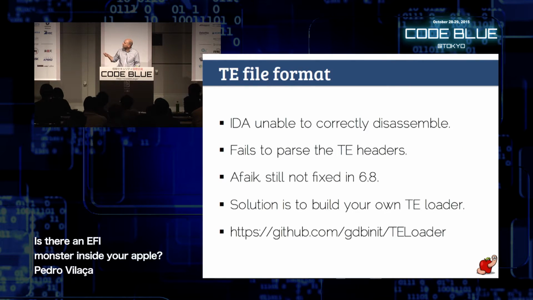Very important detail, IDA is still unable to disassemble this format. So if you load these files into IDA, you'll get very confused. The disassembly is incorrect. I had this problem and I couldn't understand, and then I finally started reversing the problem itself. And I found out it fails to parse the headers. As I told you, it's not fixed. The solution is you build your own loader. I released something here. So if you want to reverse these binaries, you just download my code, compile the plugin for IDA, and IDA can finally deal okay with these binaries.